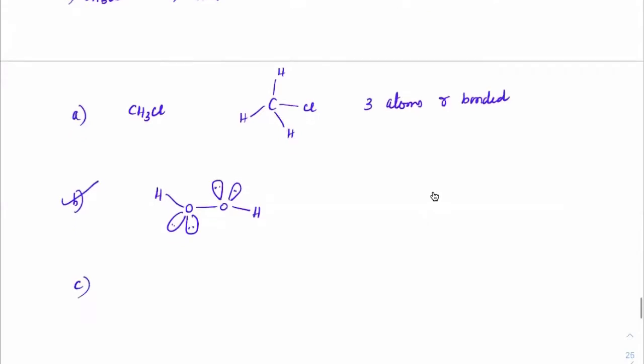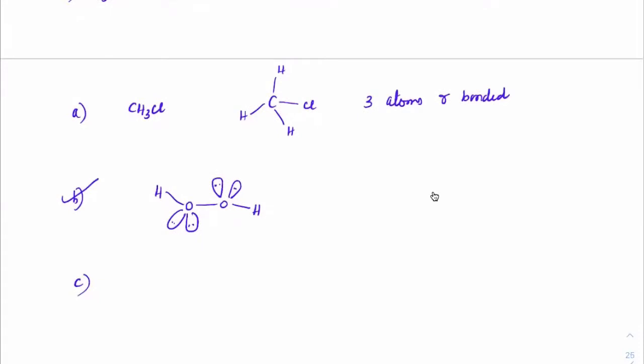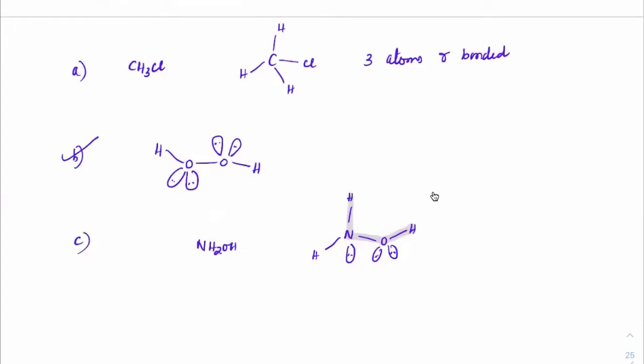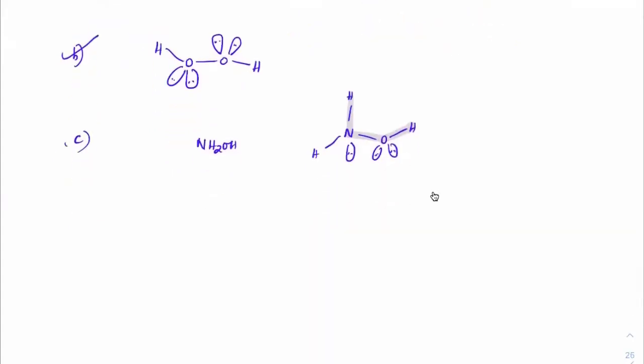Next, in case of C, we have NH2OH. N has 3 bonds here, 1, 2, 3, then O and H. So H and H with a lone pair on nitrogen here, and here also it has 2 lone pairs. So yes, you can see 1, 2, 3, 4. The 4 atoms are there. Because of their rotation, we can always say there is a conformation happening. Got it? So this is also correct.